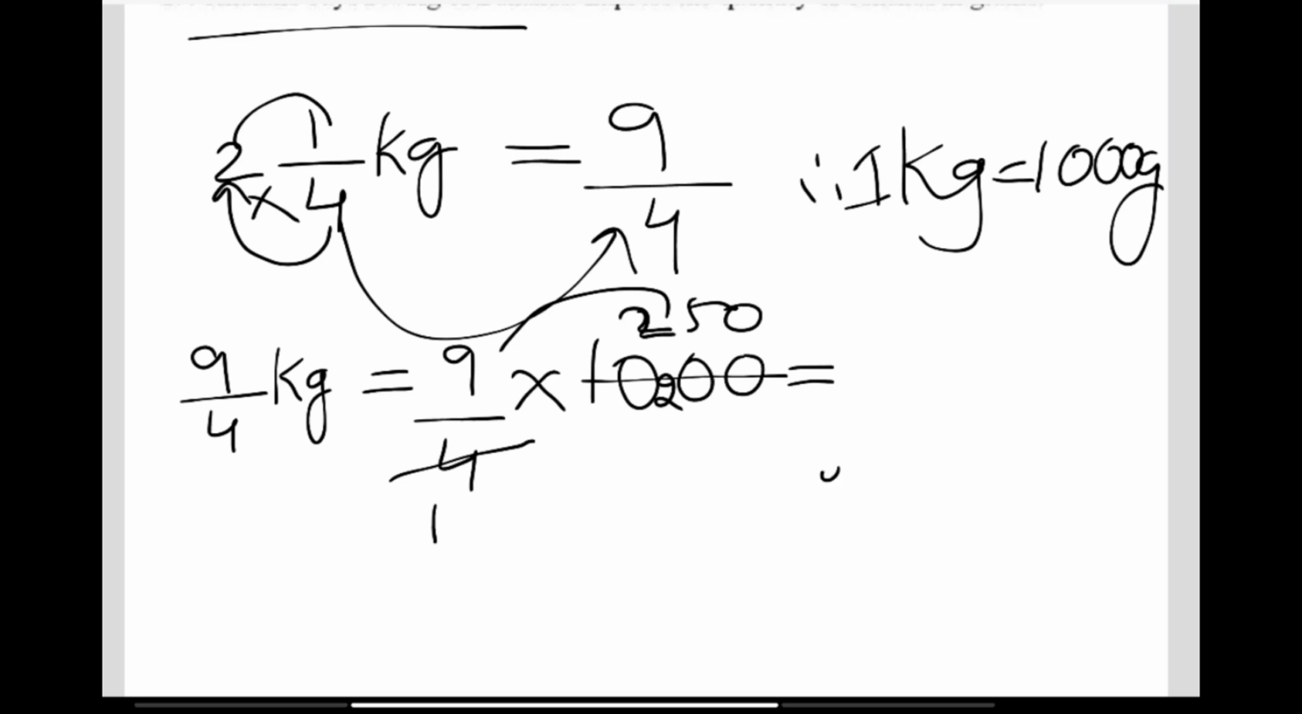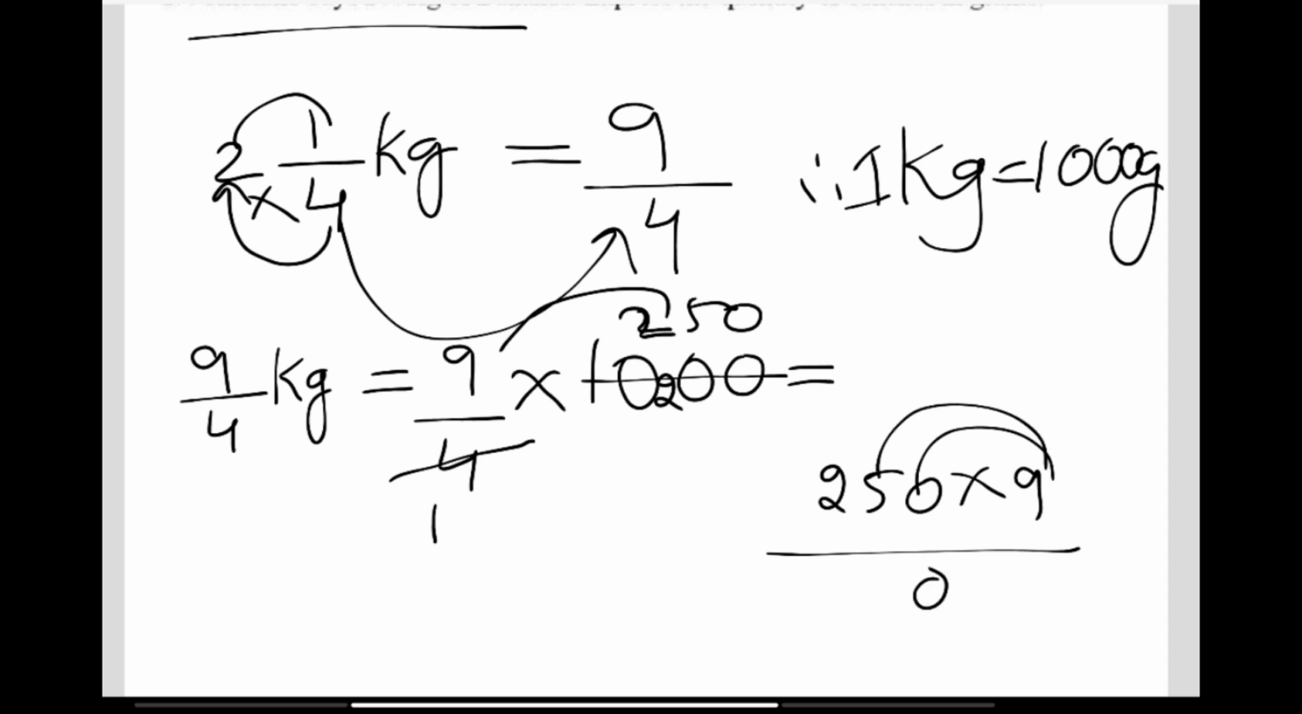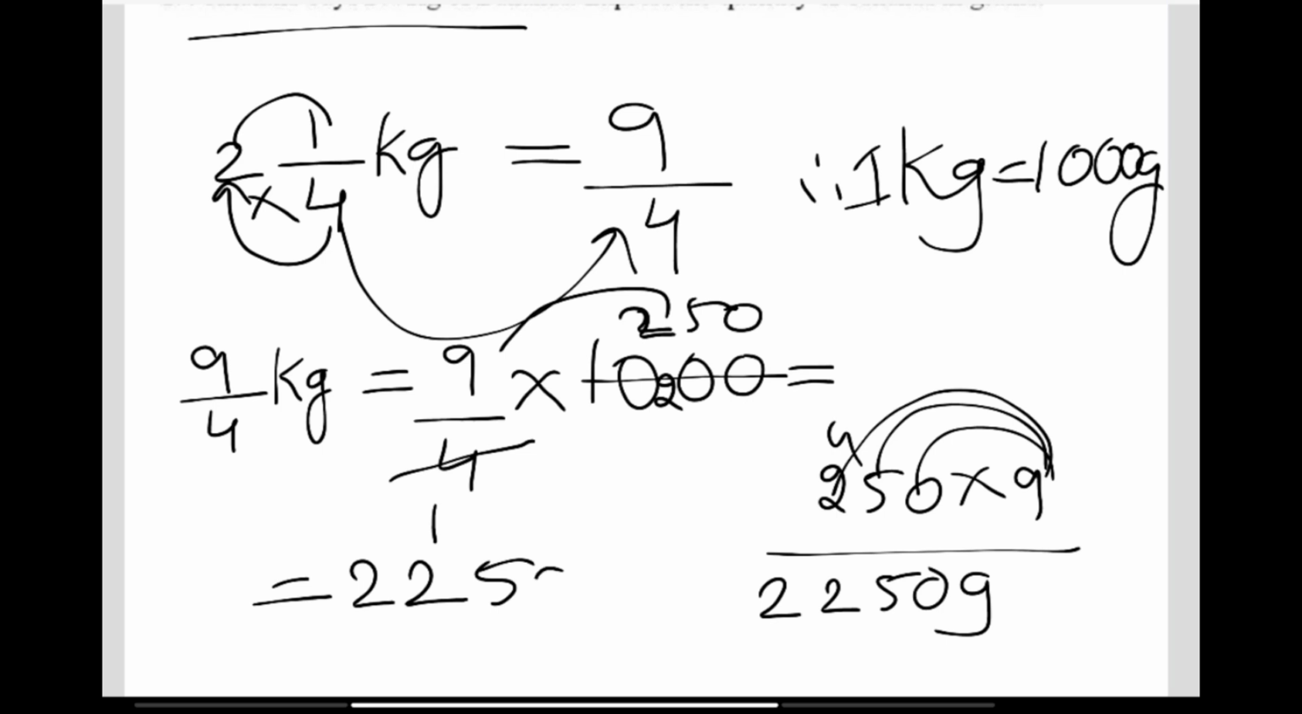So let us do it here. 250 into 9. So 9 5s are how much? It is 9 5s are 45, right? So we'll write here 5 and 4 here. This 9 2s are 18. 18 plus 4, 18, 19, 20, 21, 22, right? So this is 2250 grams. So this is our answer, that is 2250 gram. Got it?